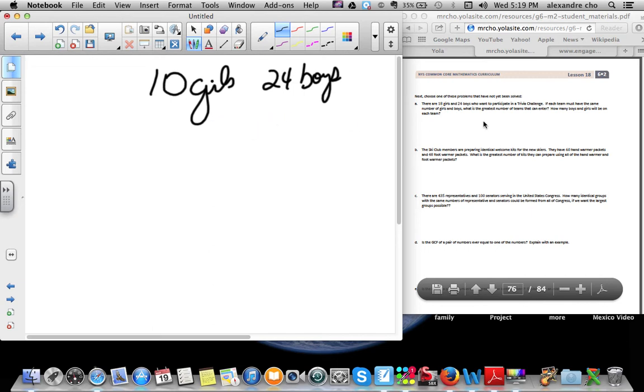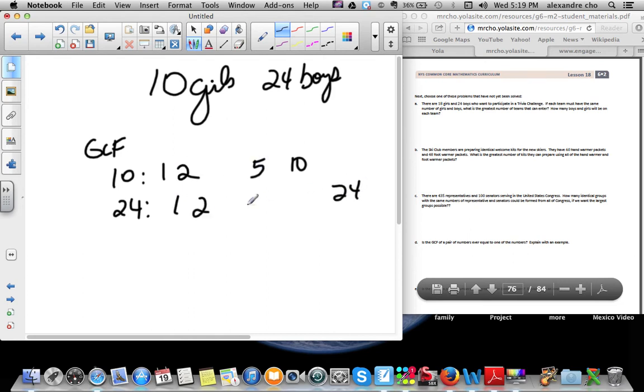Hint: there is the phrase "greatest number of teams." So you definitely want to do GCF. The numbers are small enough that you can do it by listing if you want. Think of a number that goes into 10 and 24. And if you can't, you can do it this way. 1 and 10, 2 and 5, that's it. 1 and 24, 24 has a lot. 2 and 12, 3 and 8, 4 and 6. And it just happens that the GCF is 2.